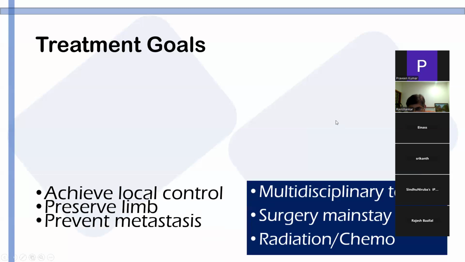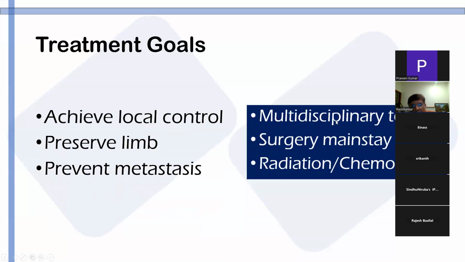Thank you. Yes. I'm glad you mentioned that. Okay. Achieve local control. That's a very important thing. Preserve the limb. Avoid amputation. When I was a student, amputations were very common. What I have seen is a sea change. In treatment of sarcomas, there's hardly any amputation nowadays. That is the main thing. Okay. And try and prevent metastasis if you can.